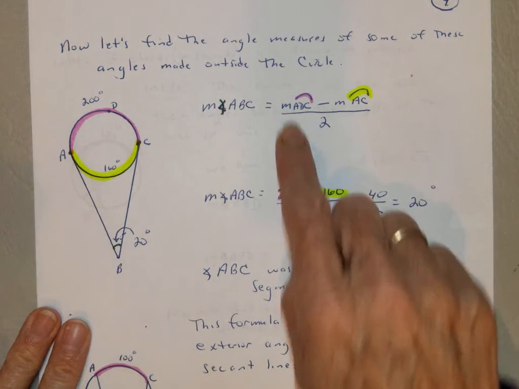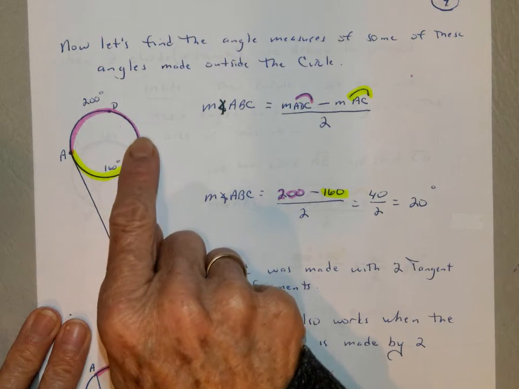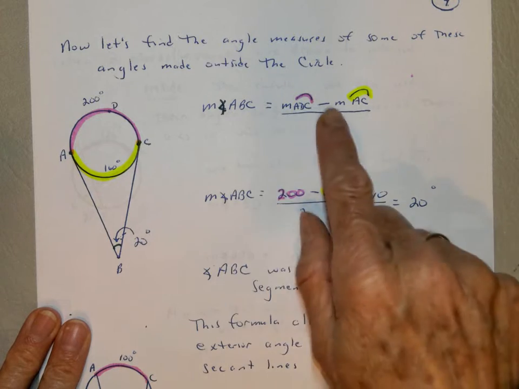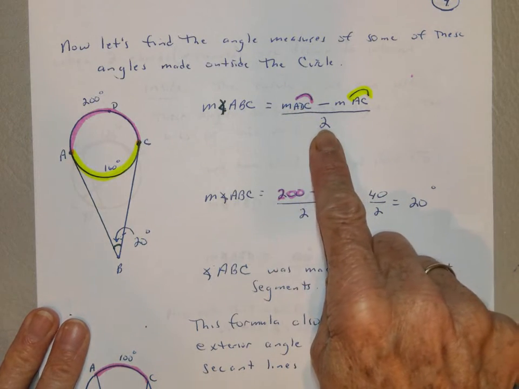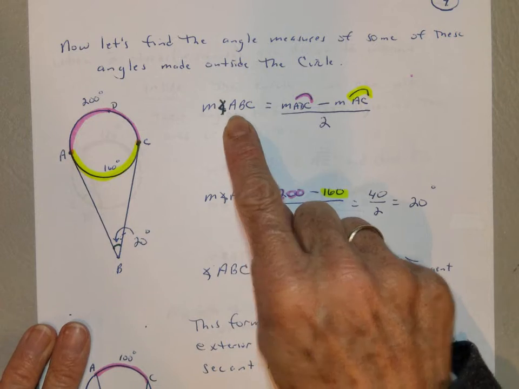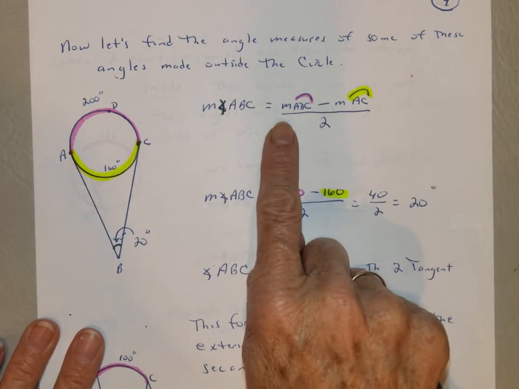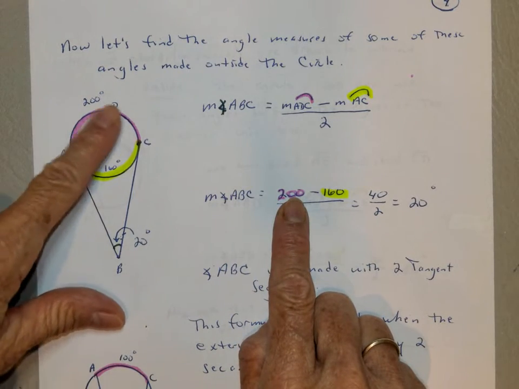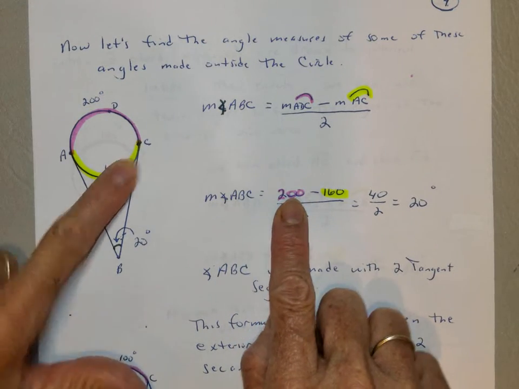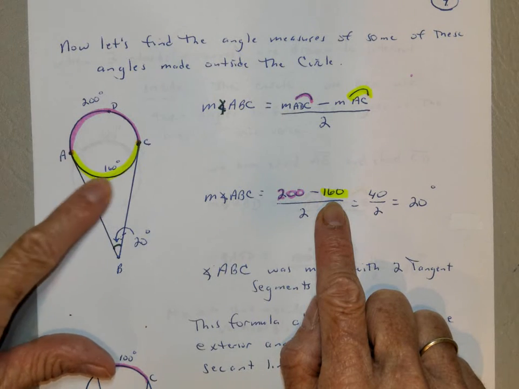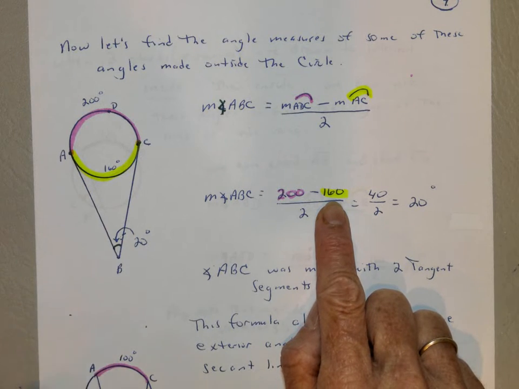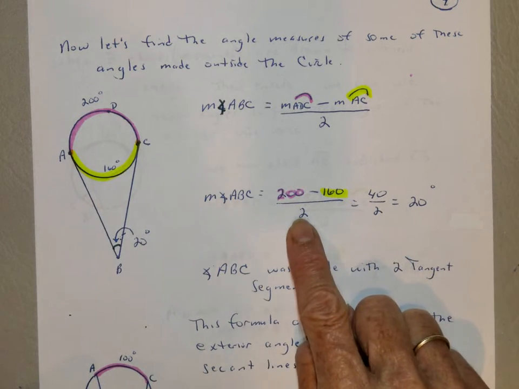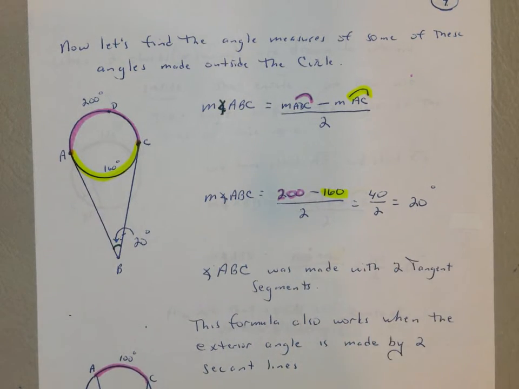There's a formula. You take the large arc, the major arc, minus the minor arc, divide it by 2, and you're going to get the measure of angle ABC. And that is the formula that you use. So here we have the outer arc, which is 200 ADC, and the smaller arc, which is AC, which is 160. And we have 200 minus 160 divided by 2 to give us 20.